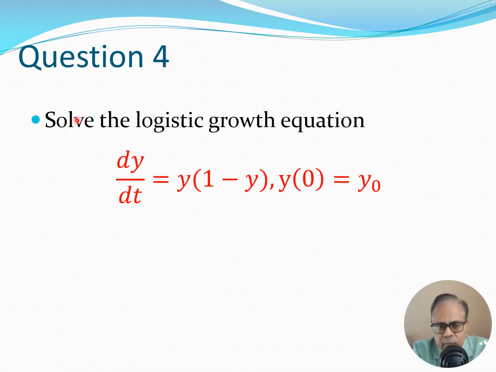Now let's try to create a problem which is more realistic, that is the logistic growth equation. Now this is also pretty widespread in problems, and here what happens is that you have growth, but then after some time the growth may taper off. So this is a more realistic model in many problems such as those involving population growth. So let us look at this equation. dy by dt is y into 1 minus y, y(0) is y subscript 0.